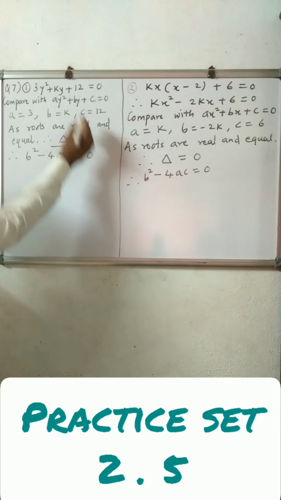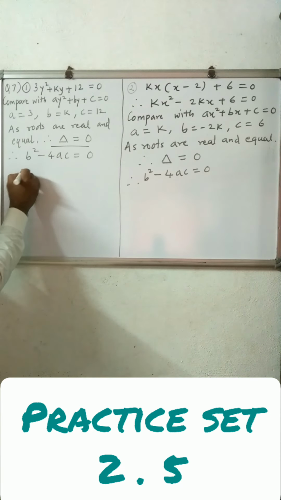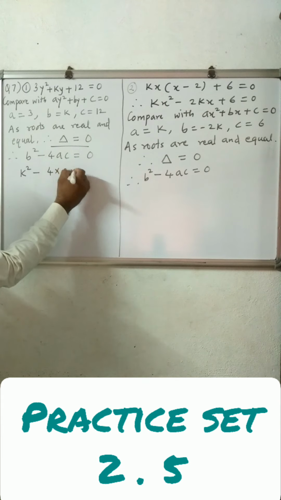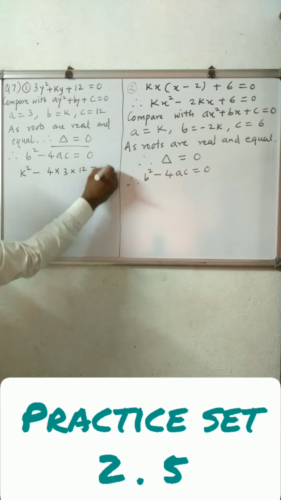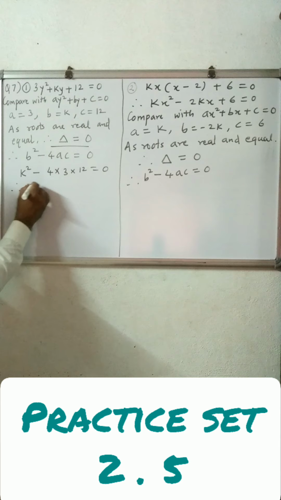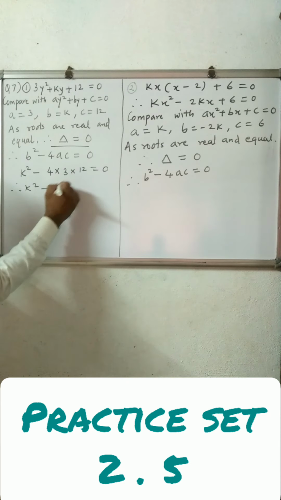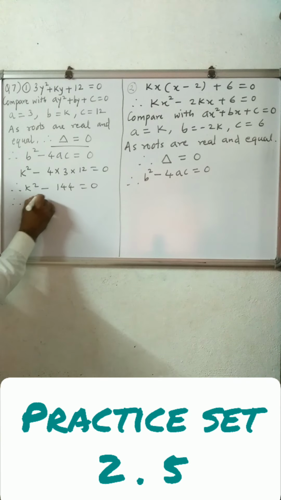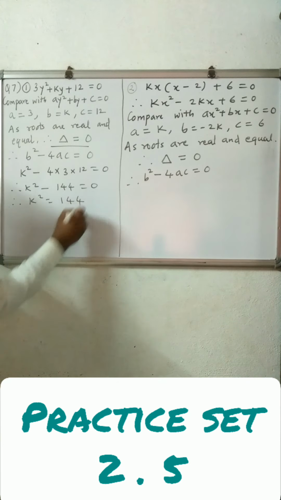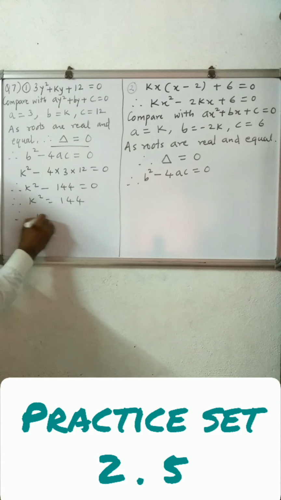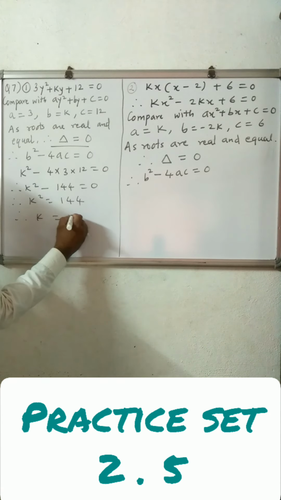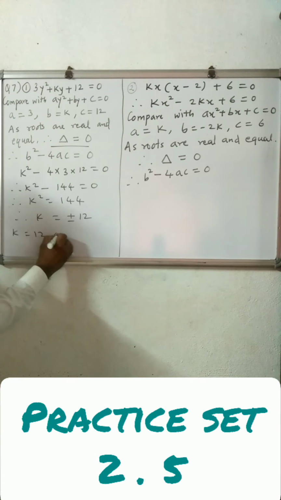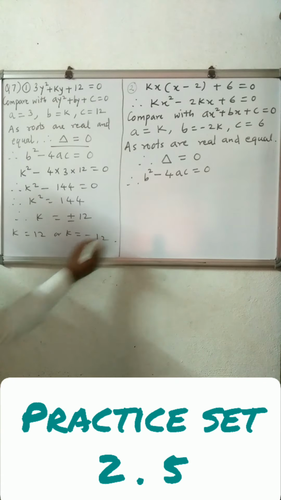Therefore, b square minus 4ac is equal to 0. So the value of b is k, k square minus 4 into a is 3 into c is 12 is equal to 0. Therefore, k square minus 4 3s are 12, 12 12s are 144, is equal to 0. Therefore, k square is equal to 144. Therefore, the value of k is equal to plus or minus square root of 144, which is plus or minus 12. So k is equal to either 12 or k is equal to minus 12.